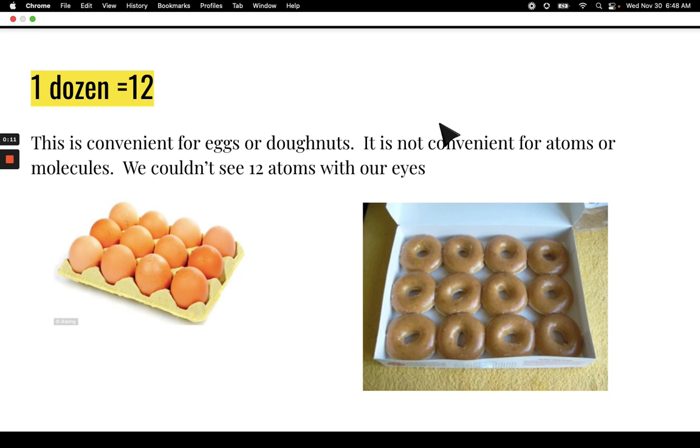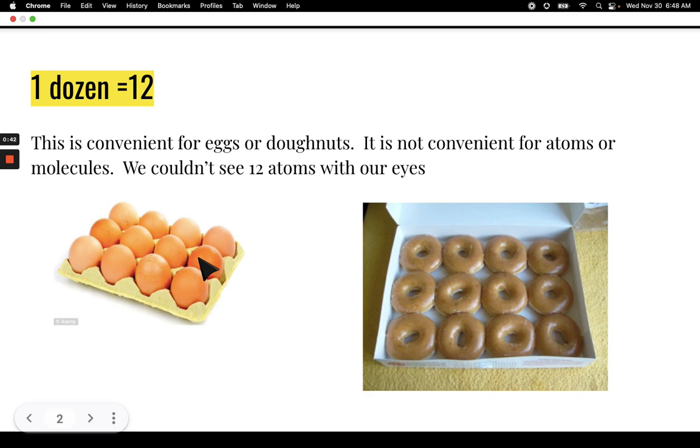So we're used to the idea of 1 dozen equaling 12 of something. It's a convenient grouping for a lot of items in our lives. For example, it's very convenient for eggs or donuts. Somebody says, go out and get a dozen donuts. We know we're getting 12 donuts. Someone says, I need 24 eggs. That means I need to get 2 dozen eggs. Very convenient. A package that we can pick up and bring home is useful for our consumption of eggs or donuts.